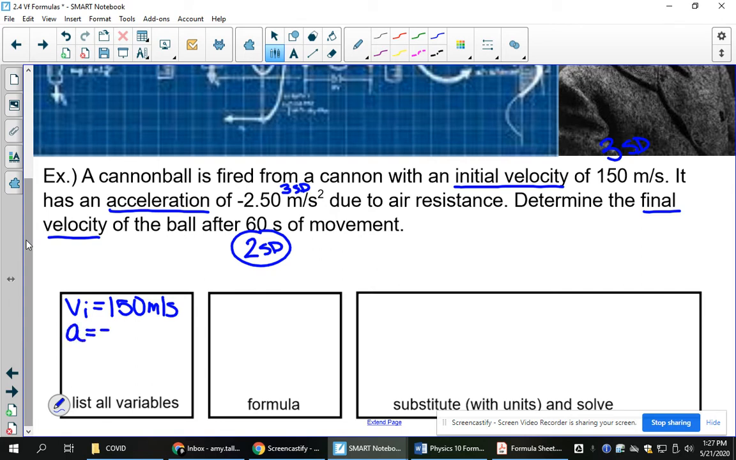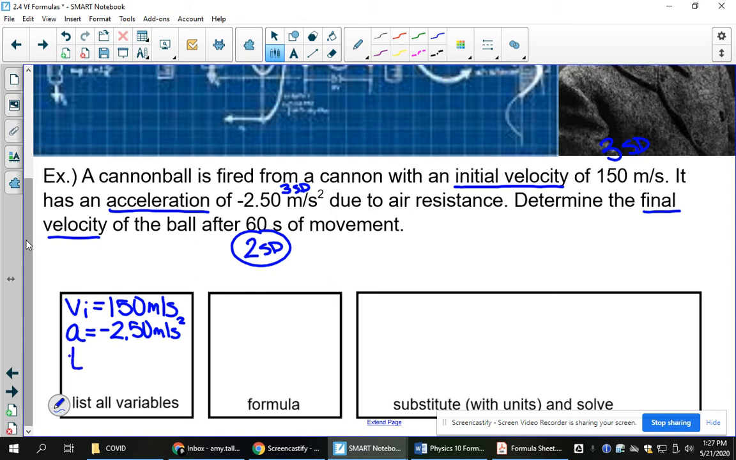Acceleration is negative 2.50 meters per second squared. We talked on the last question about acceleration being negative, meaning it's slowing down. That's what a cannonball does. The air is going to make it slow down. And that negative is very important so that the numbers work out. You can't drop the negative.